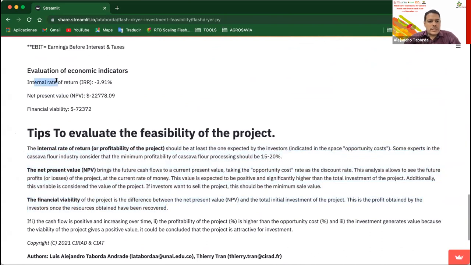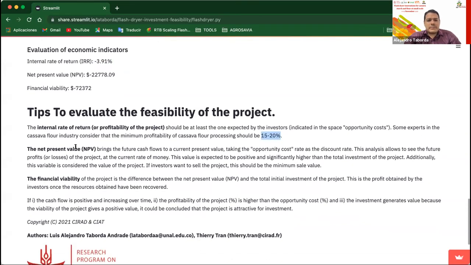For example, the first one is the profitability of the project. Some experts in the cassava flour industry consider that the minimum profitability of cassava flour processing should be around 15-20%. So if, as in this example, you had a profitability or an internal rate of return less than this amount, this is not a good idea. This is not a good business for you.